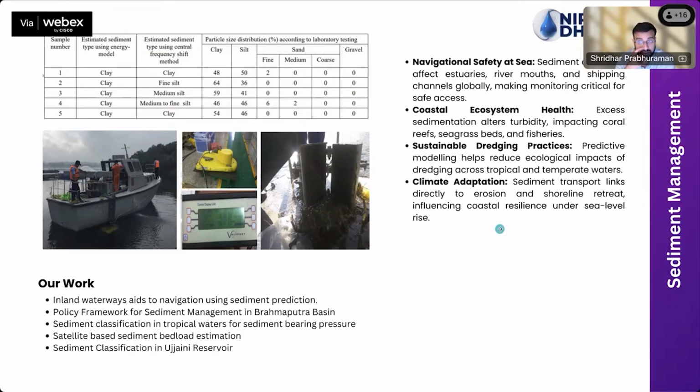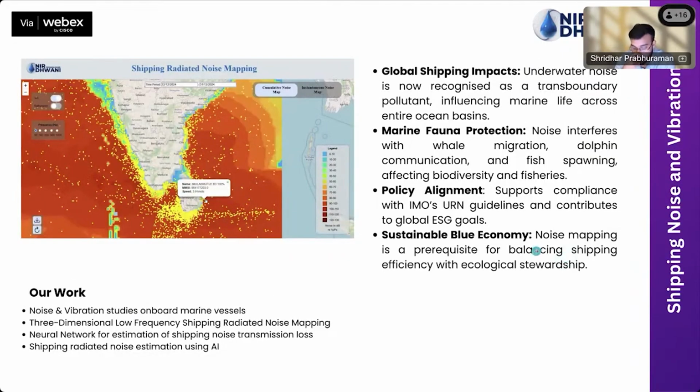Sediment dynamics affect the estuaries, river mouths, and shipping channels globally. So it is extremely important that we identify it. We need to understand the flow of the sediment to be able to understand what is the type of sediment. We can perform a sediment classification, and what is the usage of that sediment. A clay silt will have a different usage as compared to, let's say, just a clay or a sandy clay sediment type. So being able to understand the sediment transportation allows us to plan better, as I showcased with the example of the Puducherry coastal erosion project that we took up.